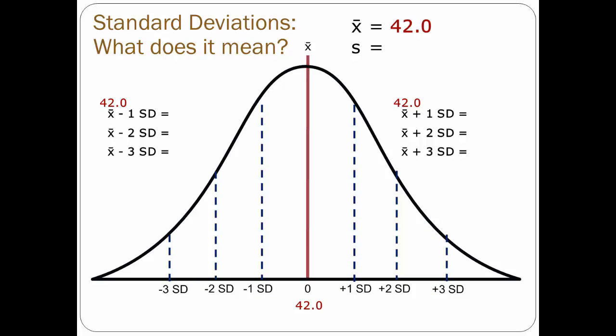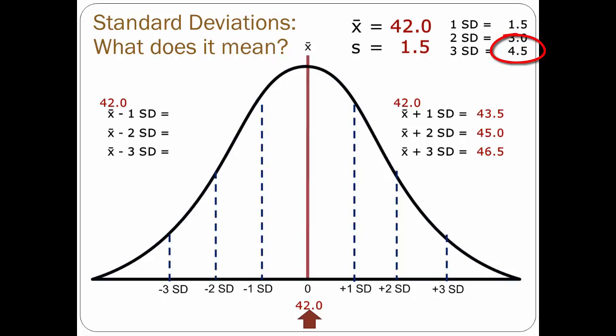Let's see what happens with the same mean but a smaller standard deviation, such as 1.5. The mean is still in the very center of the distribution curve. Let's figure out all the positive standard deviations first. The mean of 42 plus 1 standard deviation, or in this case 1.5, is 43.5. The mean plus 2 standard deviations, so 42 plus 3, is 45. And the mean plus 3 standard deviations, so 42 plus 4.5, is 46.5. And we can plot these numbers at plus 1, plus 2, and plus 3 standard deviations respectively.